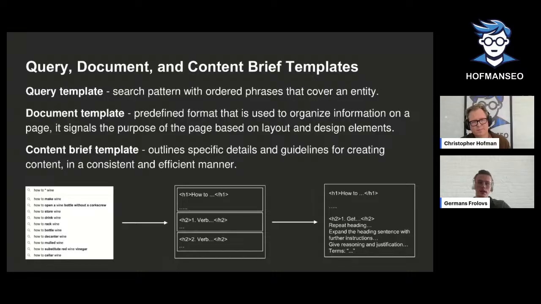Exactly. A few other elements that are worth considering: query template, document template, content item brief template. So a query template, in simple terms, is a search pattern with ordered phrases that cover an entity. A document template is a predefined format used to organize information on a web page. It signals the purpose of the web page based on different design and layout elements. And a content brief template outlines the specific details and guidelines for creating content in a consistent and highly efficient manner.